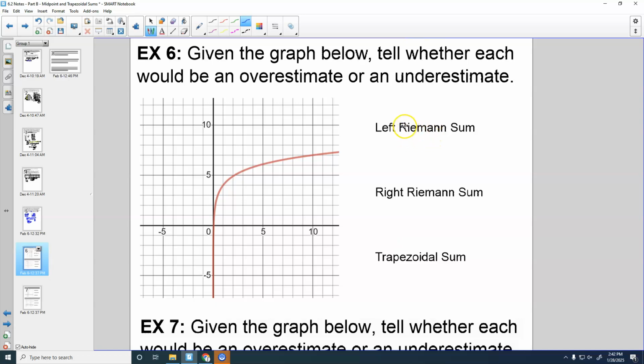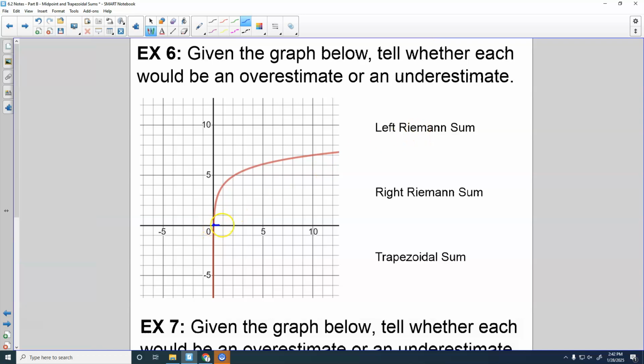So if I were doing a left Riemann sum, then I would put my left corner on my graph. I'd have a rectangle that looks like this. I'd have a rectangle that looks like this.